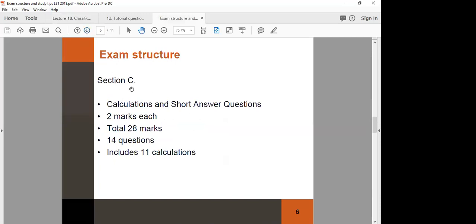All right, so finally, section C, calculations and short answer questions. These are all worth 2 marks each for a total of 28 marks. There are 14 questions in this section, and this includes 11 calculations.